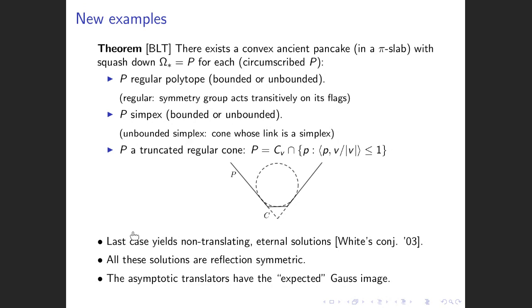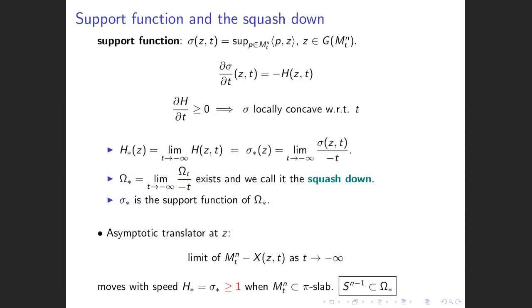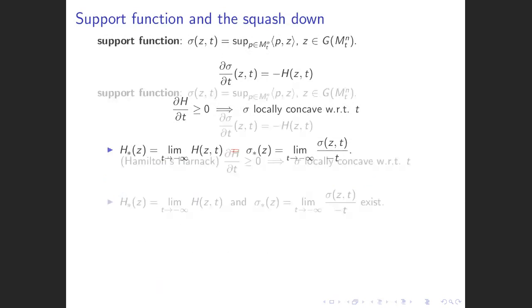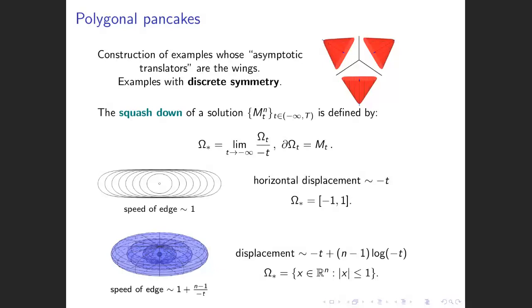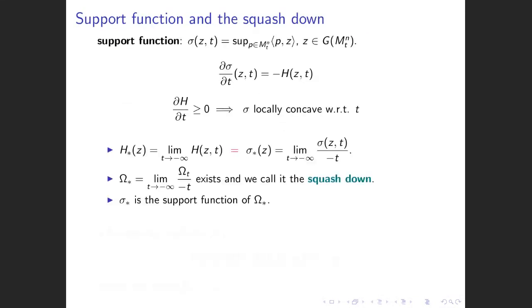Now, a couple more comments: all the solutions that we create are reflection symmetric, and the asymptotic translators have the expected Gauss image. What I mean is that this picture that I talked about before is indeed the case. When you go back, you're going to see the wing solution. So these are examples where their asymptotic translators are these wing solutions.